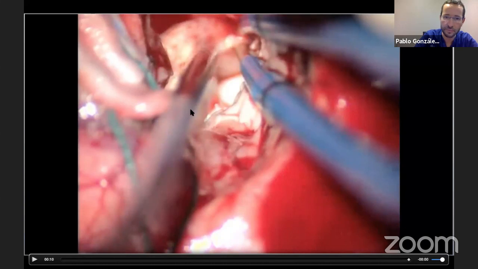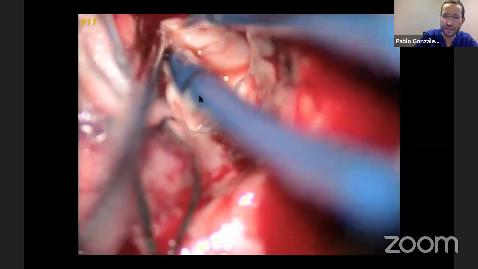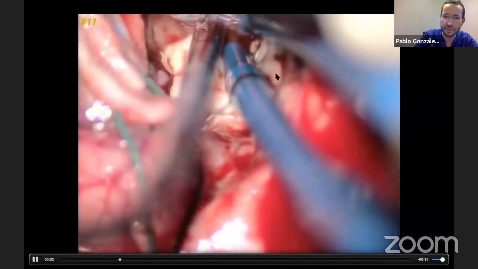so as to avoid damaging the Meyer's loop, which is in this area. And this is the ankle recess inside the ventricle. This is the head of hippocampus, completely normal, and you can see how the tumor is in the amygdala. So you were completely right. That's the amygdala invaded by the tumor, and that's the head of the hippocampus. So we kept this Meyer's loop posteriorly.